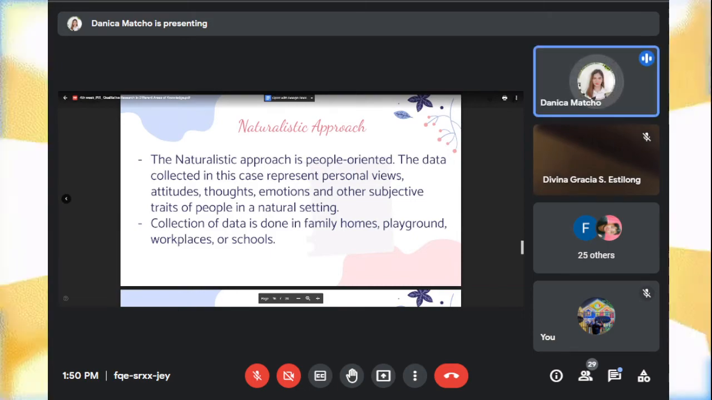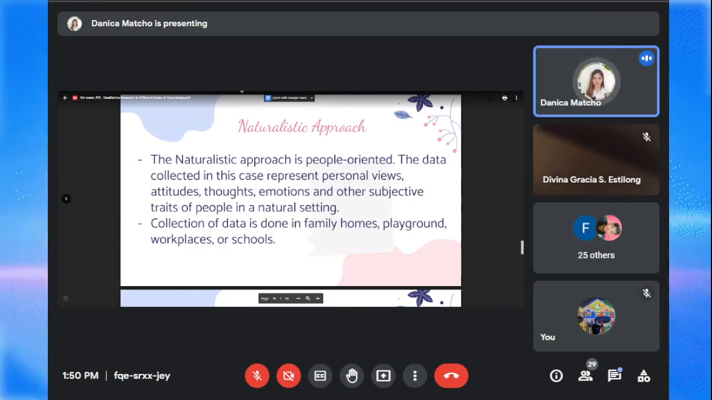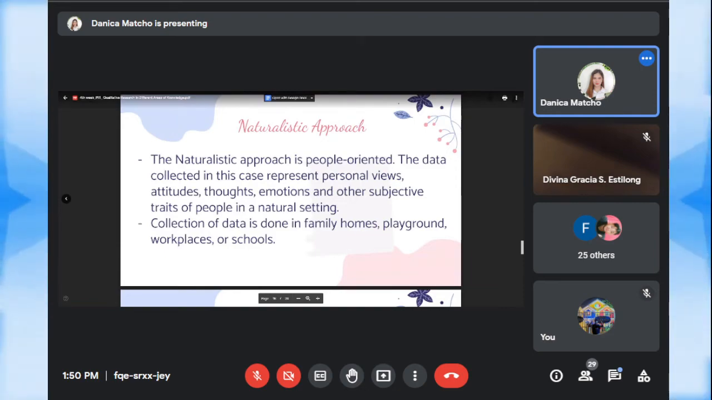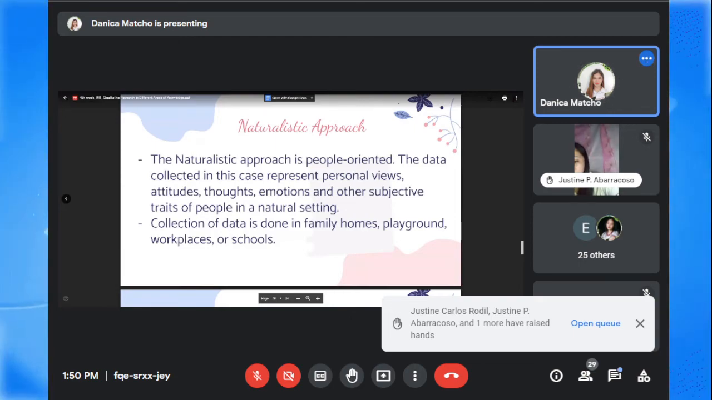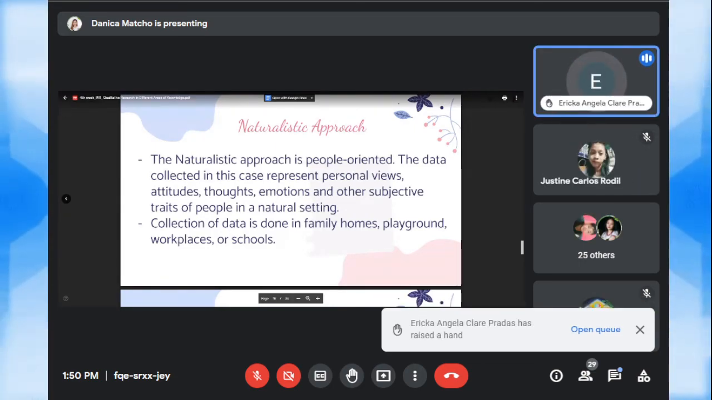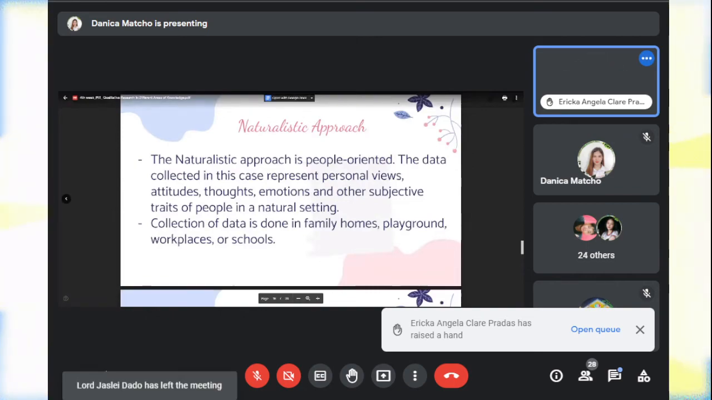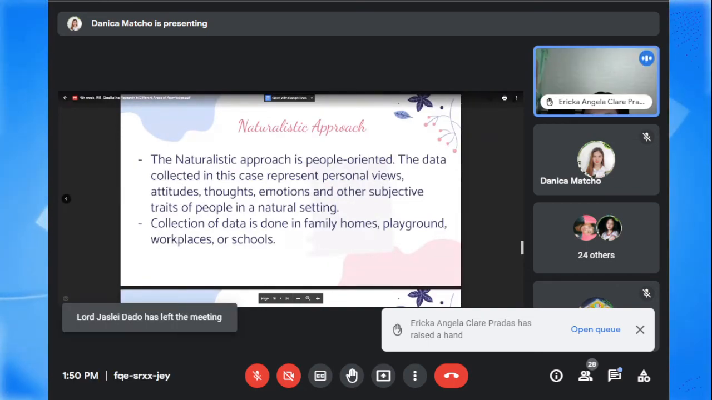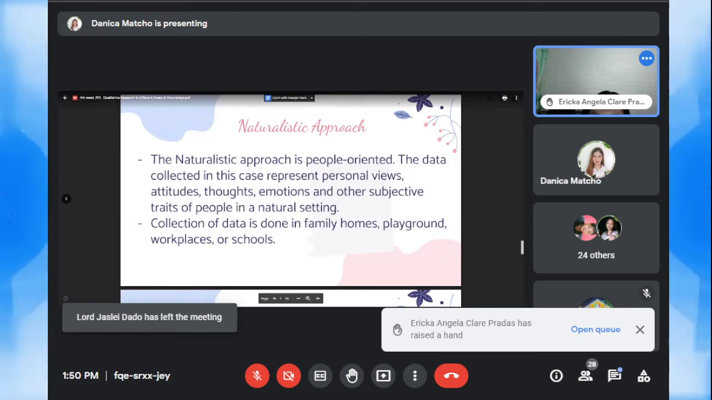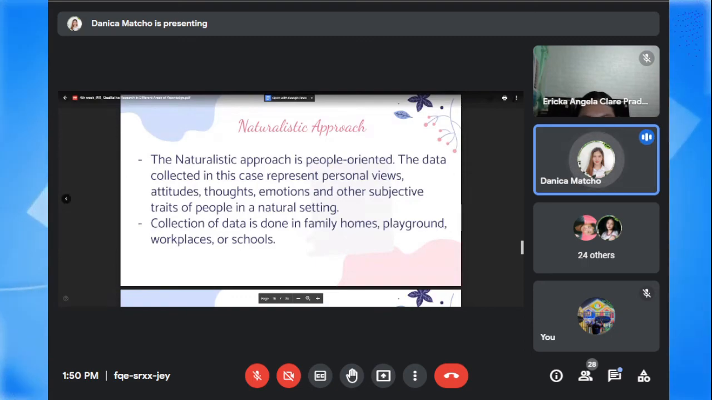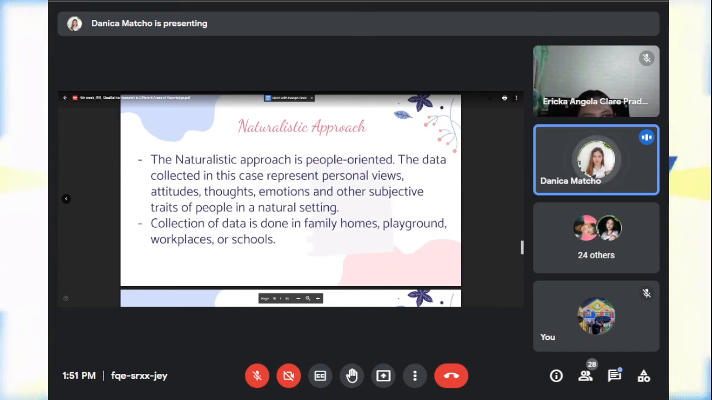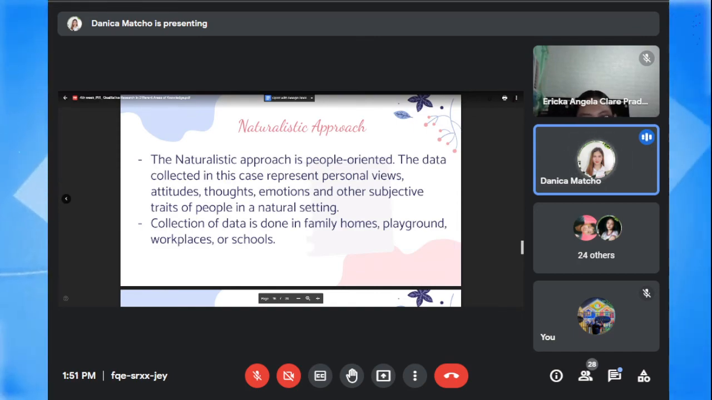Okay, very good. So what have you noticed naman, guys, here in naturalistic approach? And yes, Erica? It is like soft science po because it collected personal views, attitudes, thoughts, emotions, and other subjective traits po. Okay, very good. No? Kung si scientific, ginagamit siya kay hard science. Si naturalistic naman, ginagamit siya kay soft sciences. Or this approach is usually done on what research? Is it a qualitative or quantitative?